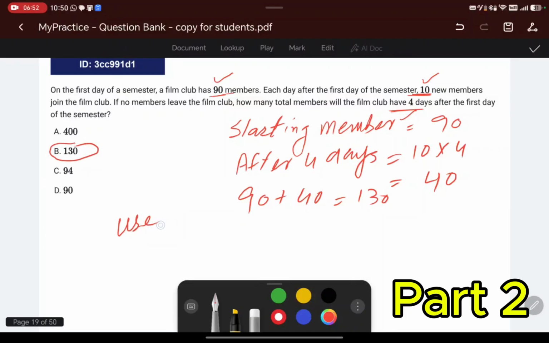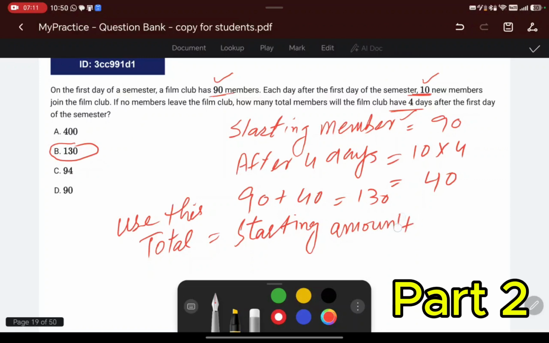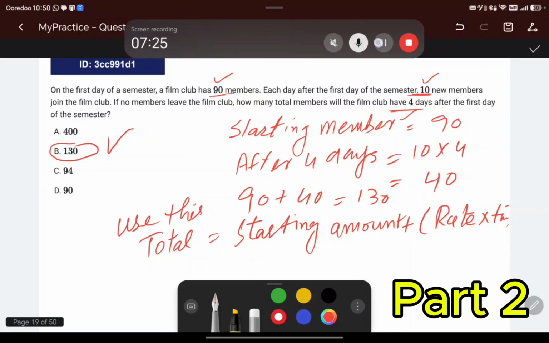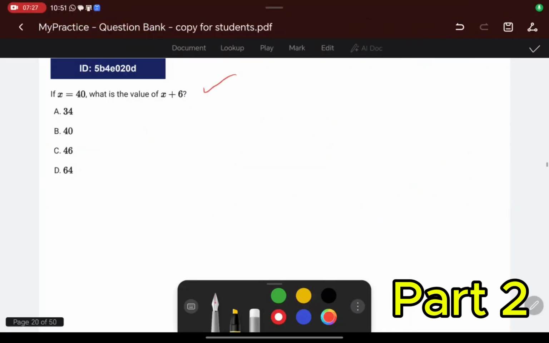And a tip: use the pattern. What is the pattern? The total is the starting amount plus rate times time. In this case, we have the same answer. And these easy type questions, you can solve easily.